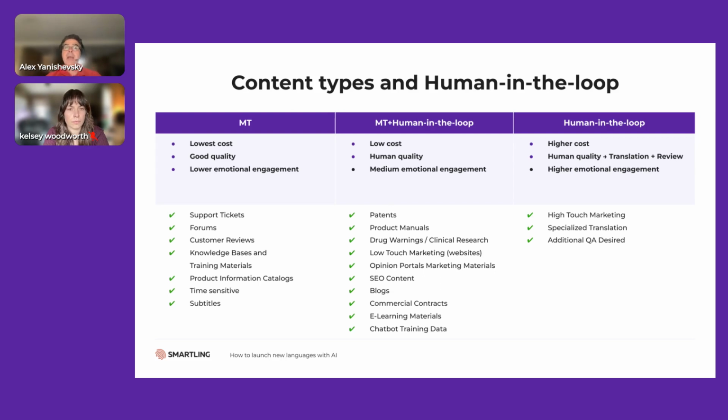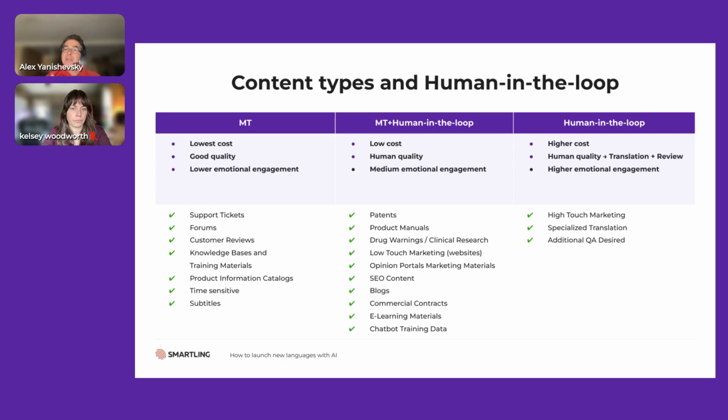As we go further to the right, we have MT plus a human in the loop. The idea here is that the human being is the language copilot. There's a lot we can do, especially in our platform with AI, that will make the human being very, very productive. But ultimately, you're going to need a human being who knows your style guide and who's going to be able to bring this up to human quality. Here we're talking about things like product manuals, low-touch marketing, blogs, commercial contracts, e-learning materials. And then the last bucket is where you want a human in the loop, and neural machine translation probably won't help you. Maybe an LLM will help you, but you basically need very high touch, because this is high-touch marketing, very specialized translation where you need higher emotional engagement.